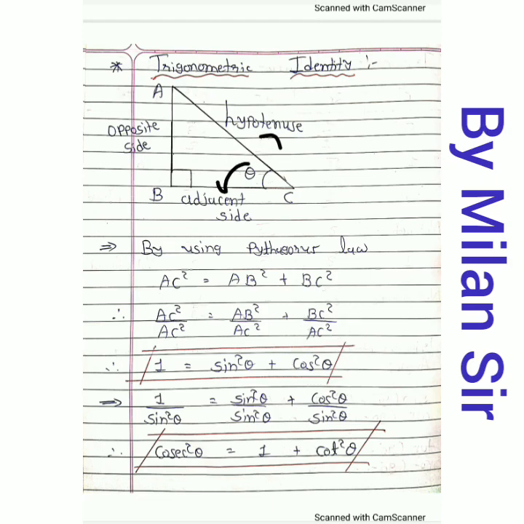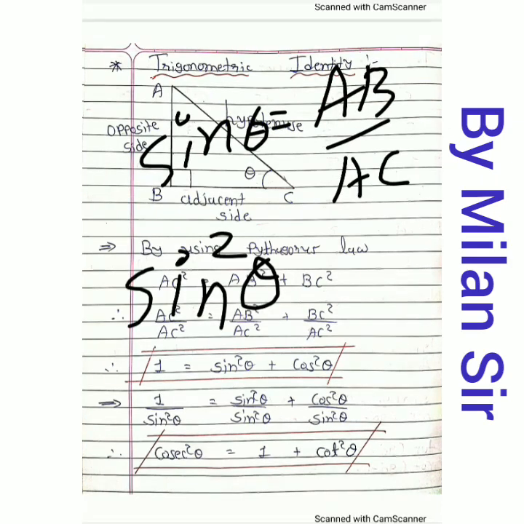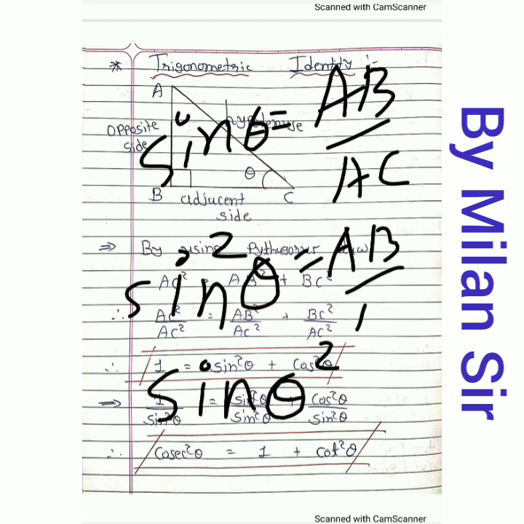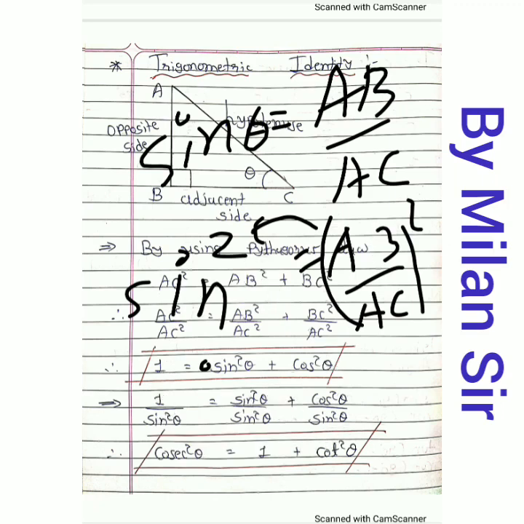One more thing. The formula of sine theta is equal to AB upon AC. If we want to find the square, then we need to write it like this: sine square theta. We cannot write sine theta square. It is different. If square is there, we need to write sine square theta, not sine theta square. These two things are different.